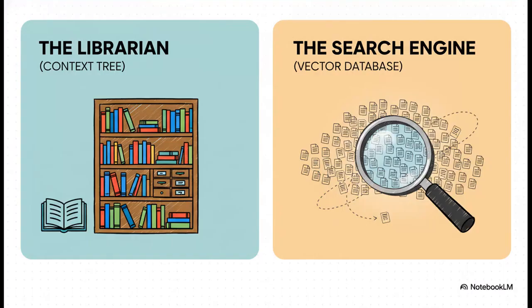So on one hand, you have the librarian, which is our context tree. This method is all about carefully organizing a curated collection of knowledge, stuff that a human can easily read and edit. On the other hand, you have the search engine, our vector database. This thing is built to instantly search a massive unstructured archive based on meaning, not just keywords. Let's break down each one.